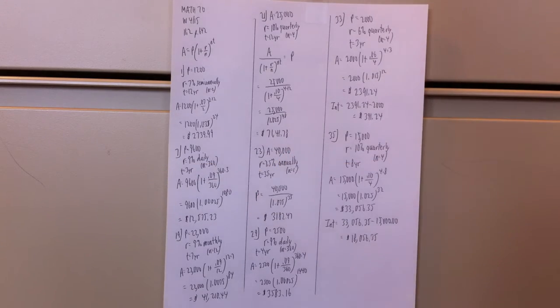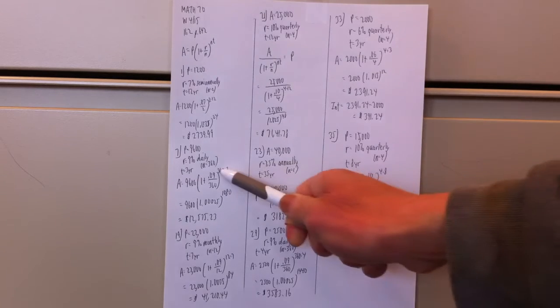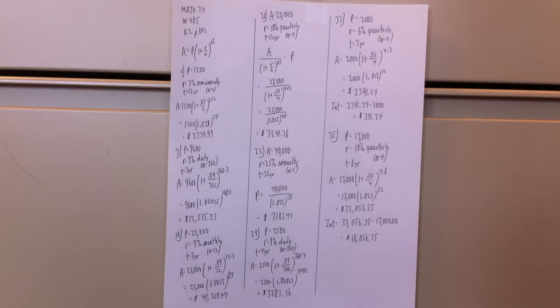For problem 7, P is 9,600, R is 9% daily. Now for purposes of ease, in this book, they want you to use N as 360. The calculations are a lot easier with 360. But in real life, in banks and lending institutions, they will use 365 for most years and 366 for leap years like the year 2020. But to make things easier on us, they say just go ahead and use 360, so we'll use 360. And the time is 3.